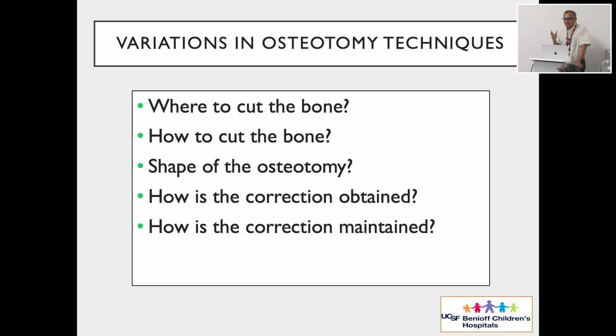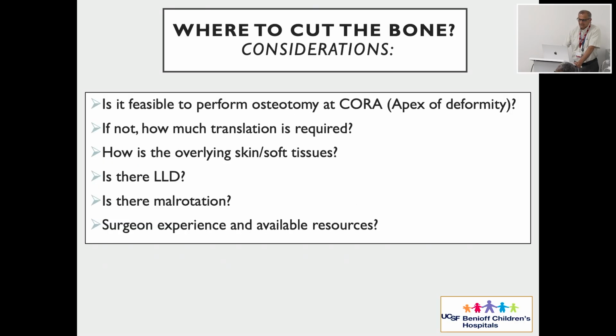So in simplistic terms, we want to know where to cut the bone, how to cut the bone, what shape of osteotomy, and how to obtain and maintain correction. That goes for any osteotomy type. So, where to cut the bone? What to consider? Again, there are multiple courses and multiple sources of information, and depending on your level of experience and expertise, some of this may be too basic and some may be too advanced, but I'll just go to the basic stuff.